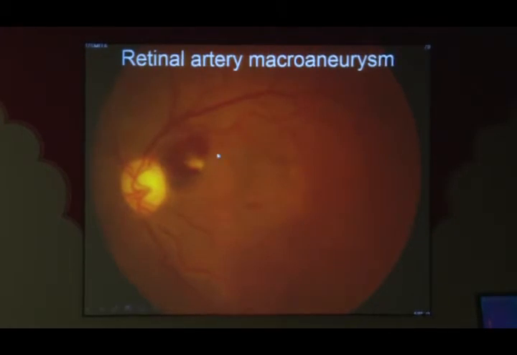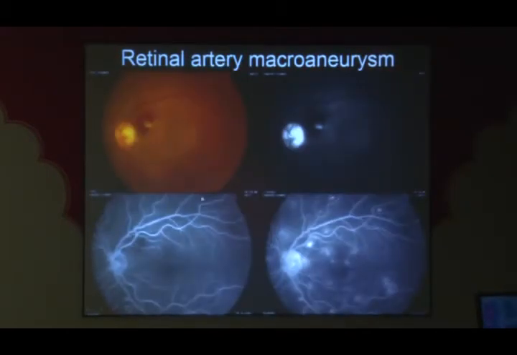It can give rise to pre-retinal hemorrhage, intraretinal hemorrhage, as well as subretinal hemorrhage. This is a fluorescein angiogram of the same.